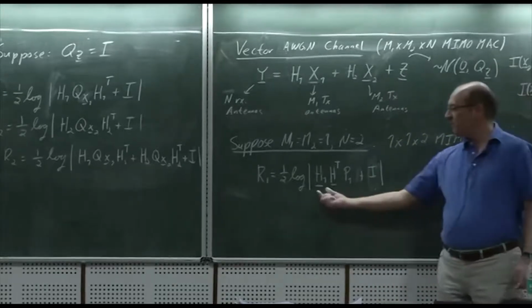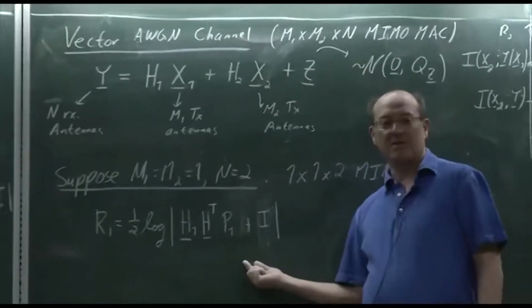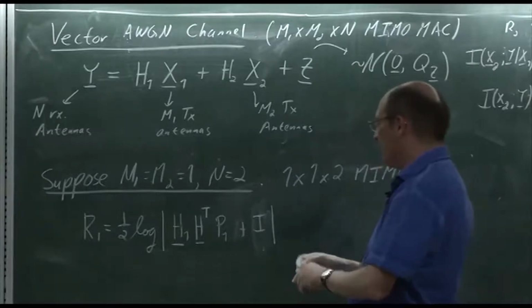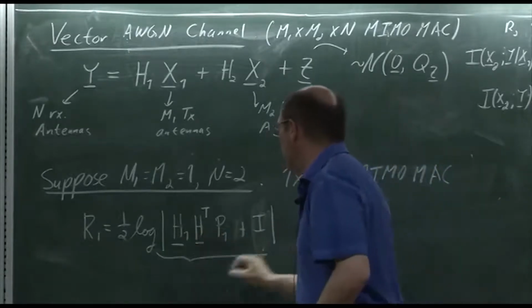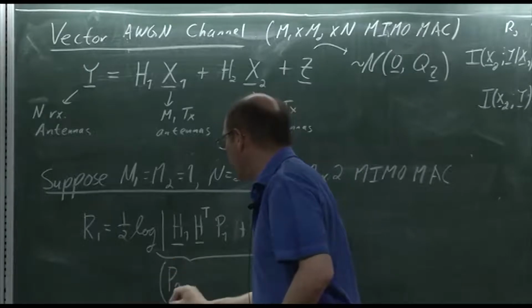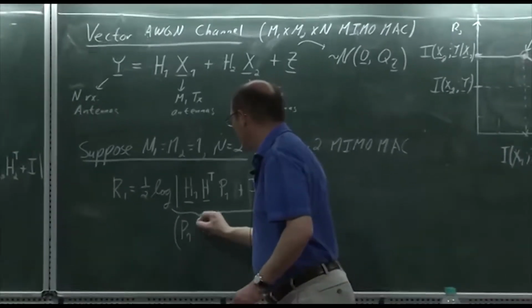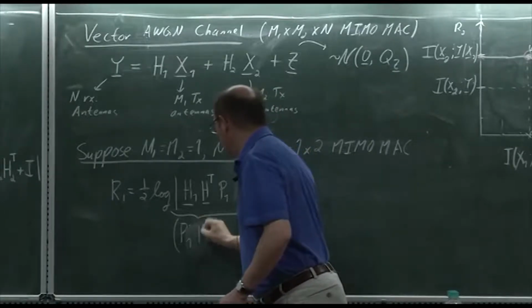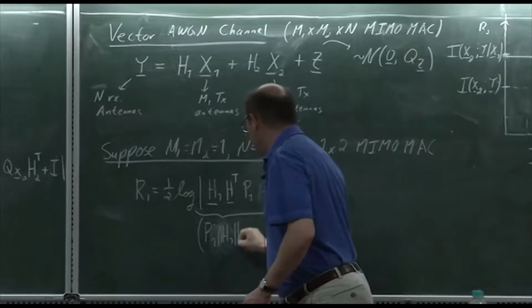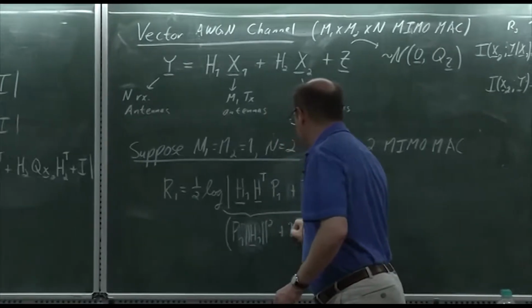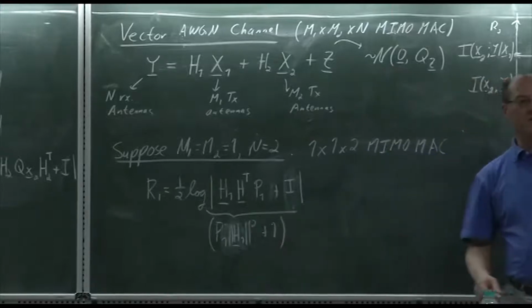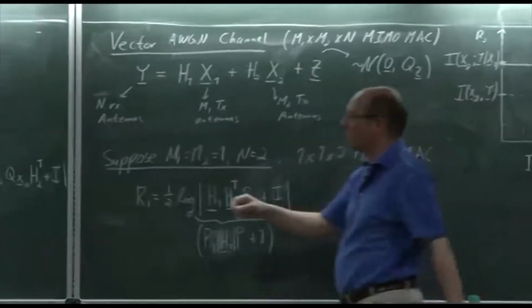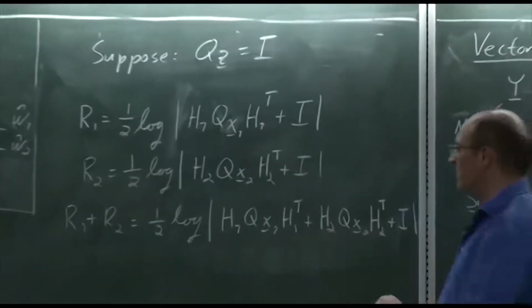But you know that if you have a vector times this, this determinant is the same as just flipping things around, right? So it turns out this thing here is the same as P1 H1 squared as a vector plus 1, right? It's the same thing. Okay, and the same thing will happen here for R2, so it gets easier to calculate. However, this term won't get so simple.